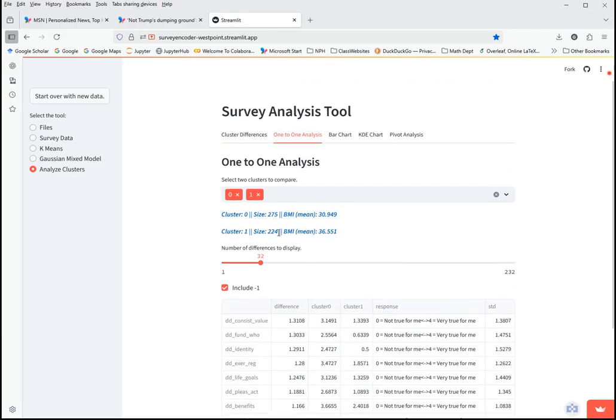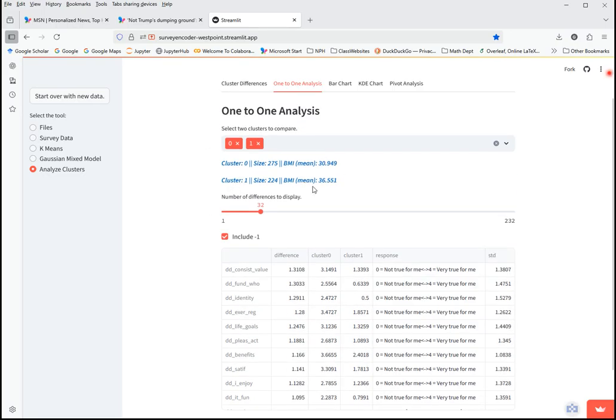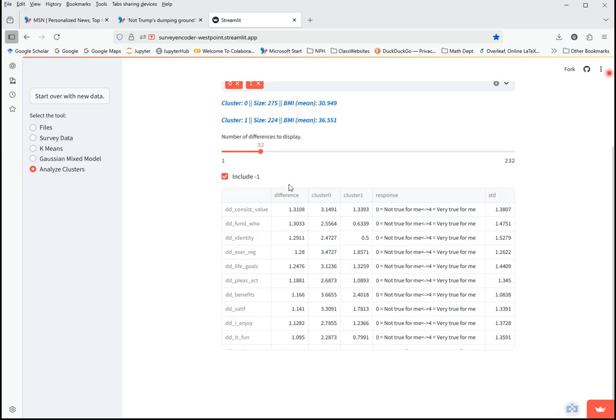Well, the sizes are 275 and 224. You can see the difference in the BMI. So the folks assigned to cluster 1 are physically different than the ones assigned to cluster 0. And you can see cluster 0, 3.14. What does that mean? They're closer to very true for me than not true for me. And what does that mean? This DD consistent.